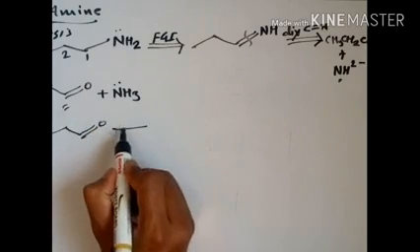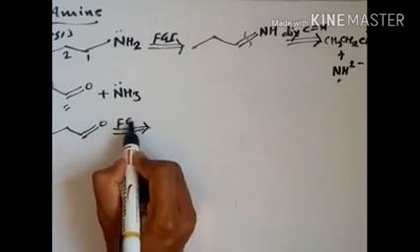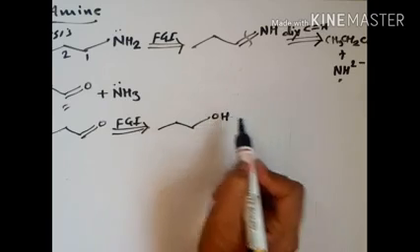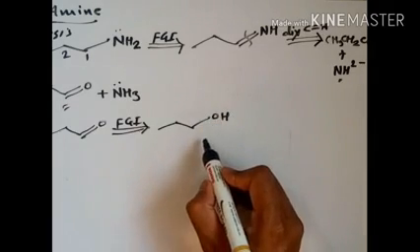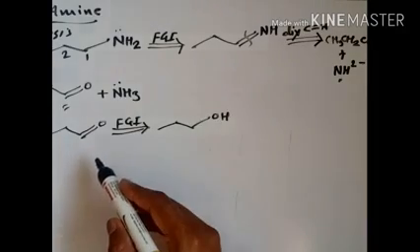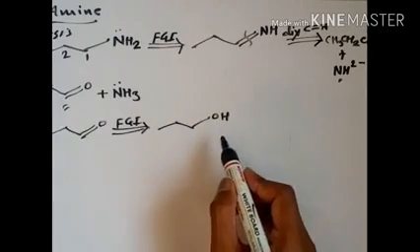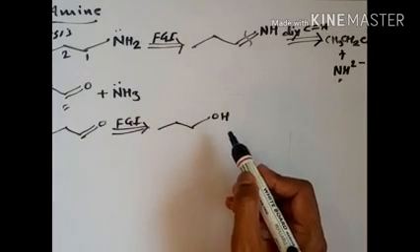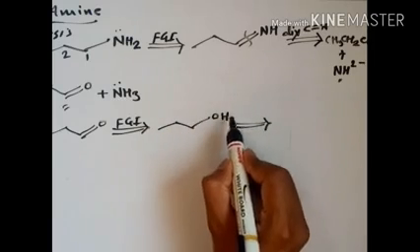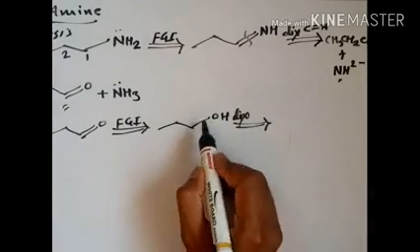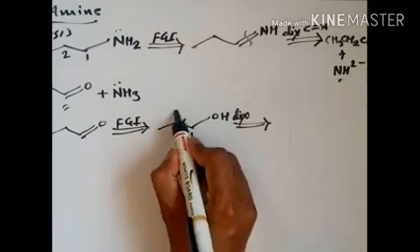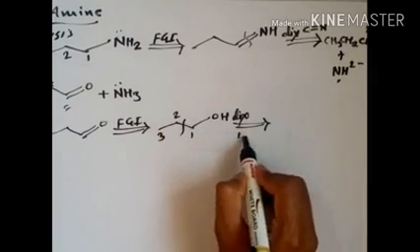Now further we do the FGI. When we do the FGI, it will be converted into this one, which is the OH, the primary alcohol. When we do the oxidation of this one, we get the aldehyde as a product. In the last lecture we already saw the disconnection of the primary alcohol, so obviously we are going to disconnect it here. It is a 1,2,3, so here we are going to do the 1,2 disconnection.